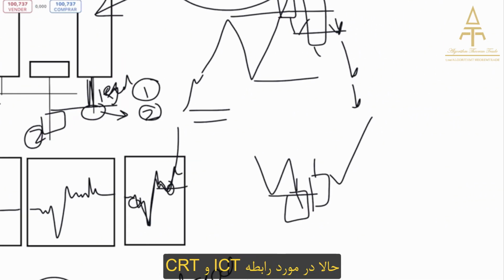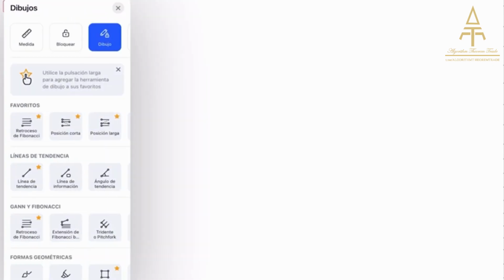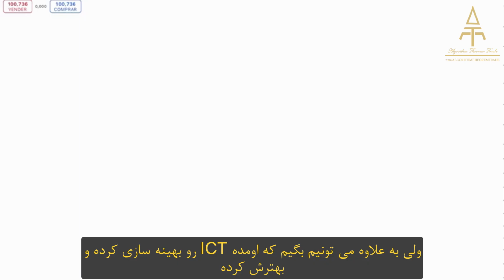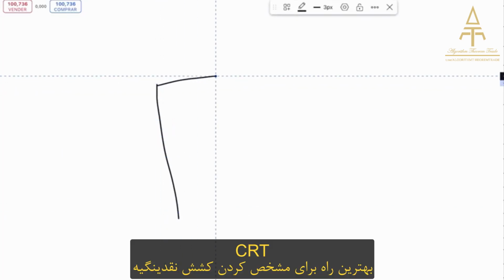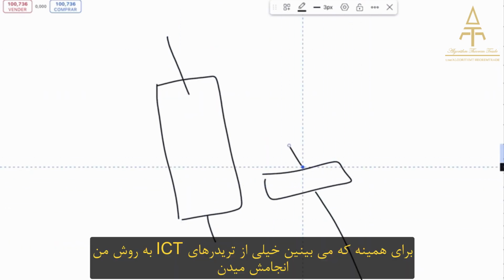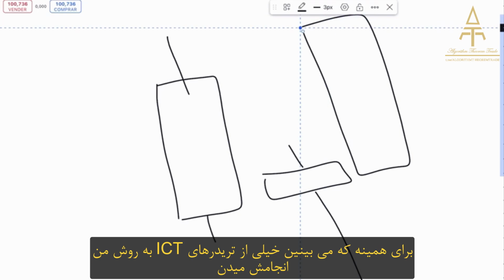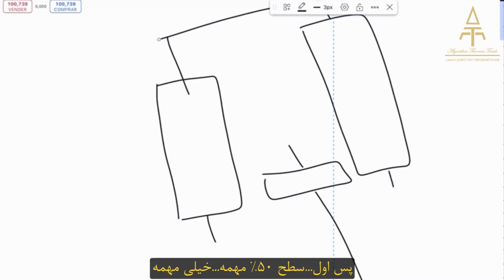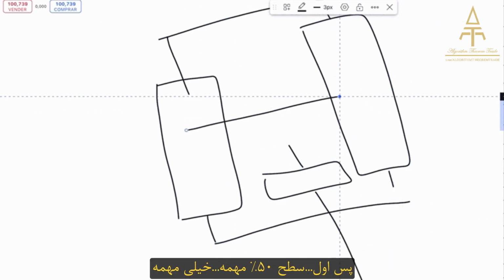Now, as to the relationship of CRT and ICT, CRT is a concept heavily based on ICT, but it also has to be said that it is a refinement and improvement of ICT. CRT is the best way to determine the drawn liquidity. That's why you see many of these ICT traders will start using it the way I do. So first, 50%, super important.